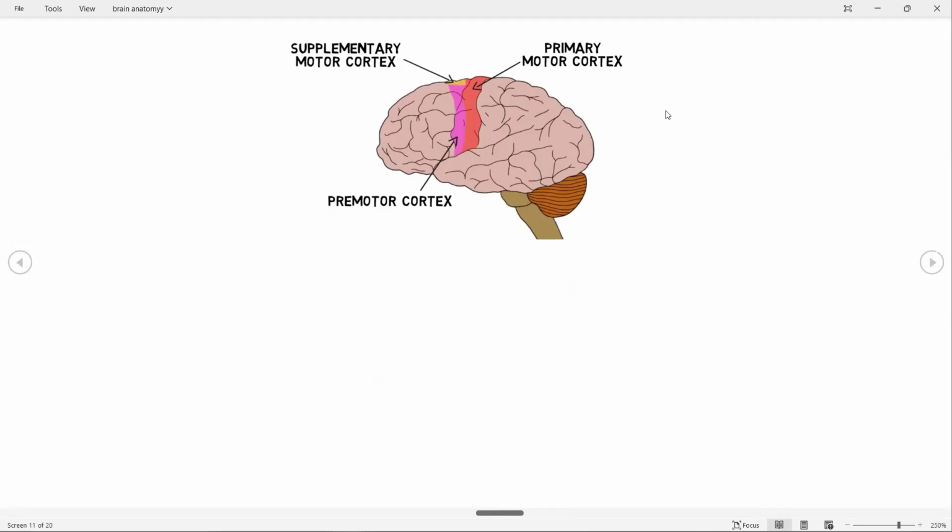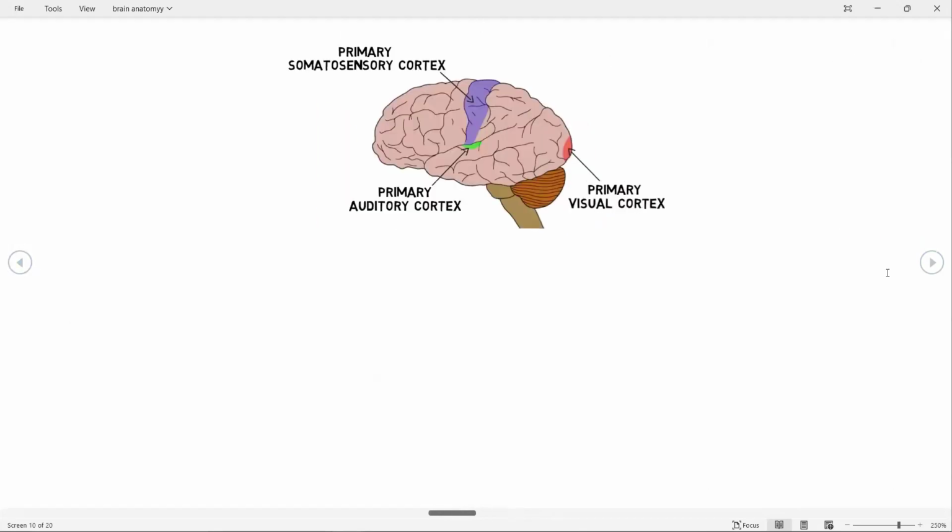So the cerebral cortex, remember I told you that it's divided into precentral and postcentral, right? So now you can see clearly here, this is the premotor cortex, and this one is the supplementary motor cortex, as well as the primary motor cortex. It's all about the motor activities, which is basically in the precentral cortex.